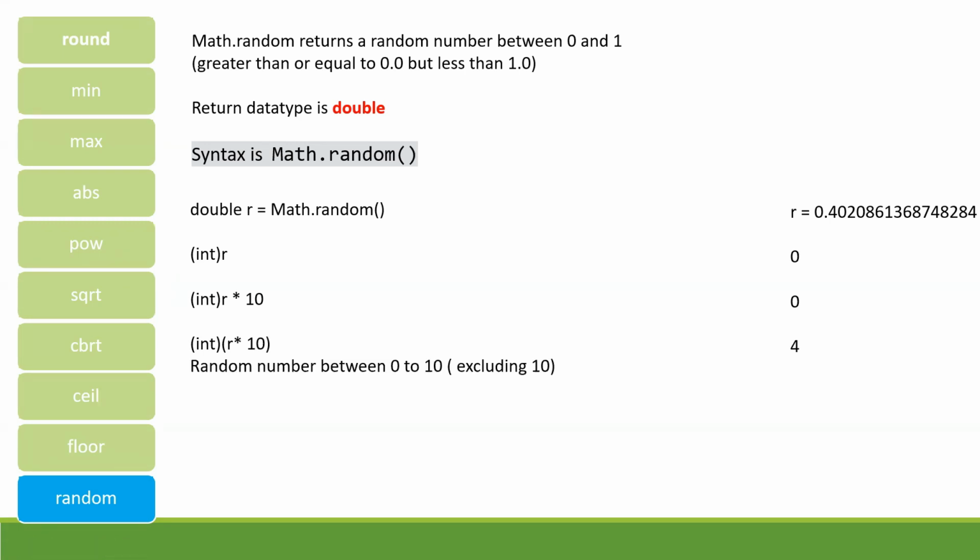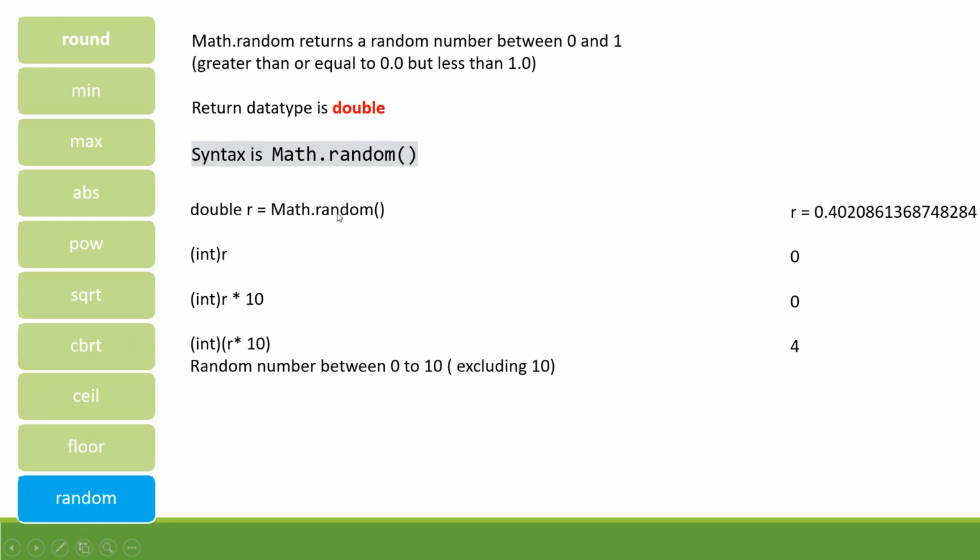Okay. That means it will give me a random number between 0 to 10, but never 10. Why am I saying this? Why will it give me a number between 0 to 10, but never 10? What is the lowest value that math.random can return? Lowest value is 0. Okay, imagine this is a 0. So 0 into 10 will be 0, int of that will be 0.